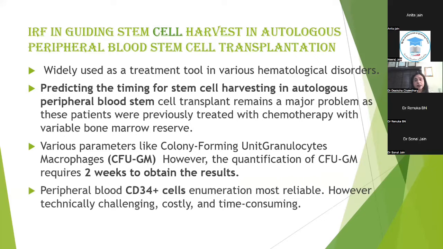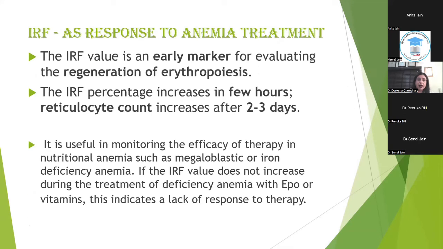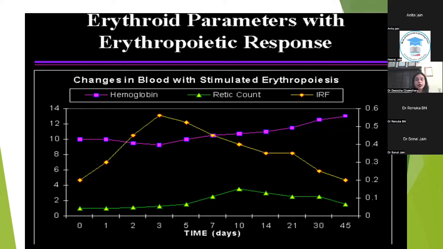Peripheral blood CD34 cell enumeration is also very reliable, but it's technically challenging, costly, and time-consuming. So IRF is preferred nowadays. IRF can be used as an early marker for evaluating the regeneration of erythropoiesis, which I've already told you. The percentage IRF increases in a few hours as compared to the reticulocyte count, which increases after 2 to 3 days.